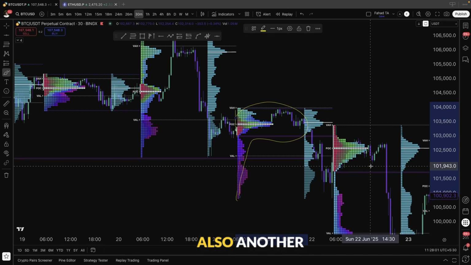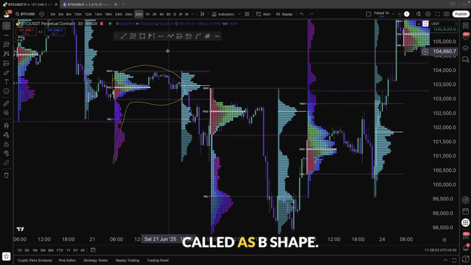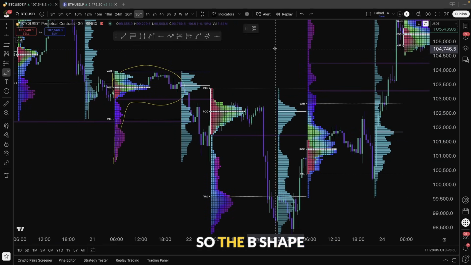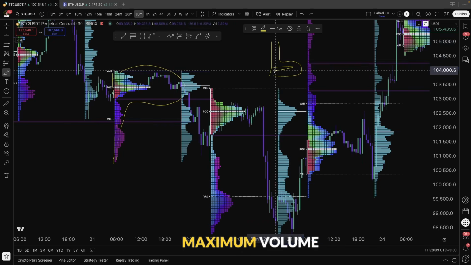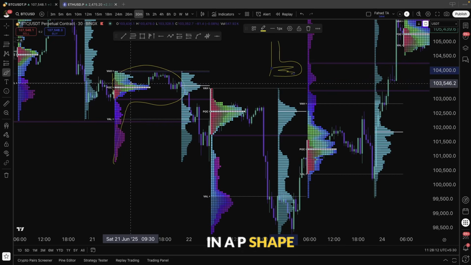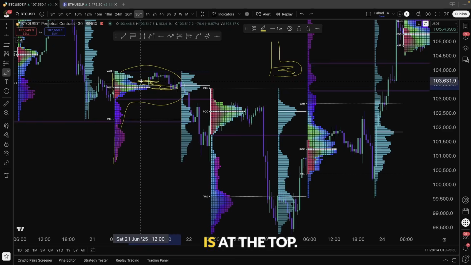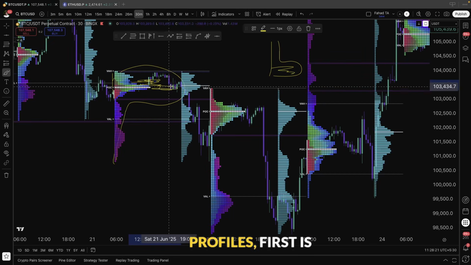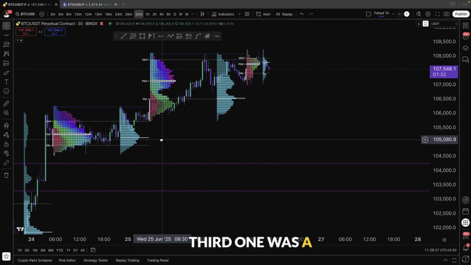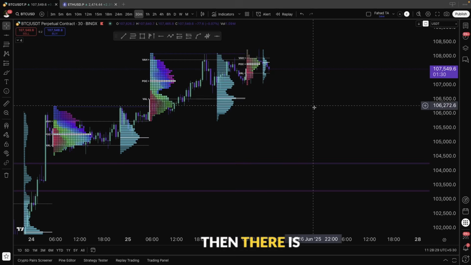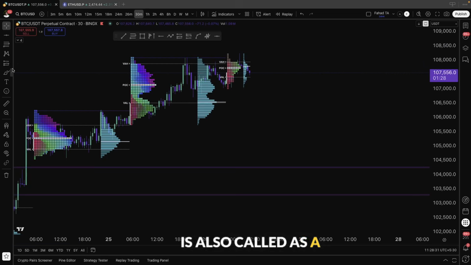Now there is also another profile called the B shape. The B shape profile would look something like this, with maximum volume at the bottom. In a P shape profile, the maximum volume is at the top. Since we know the 3 profiles, first is P, second is B, and the third one was our D shape profile. Then there is also something called a narrow profile.